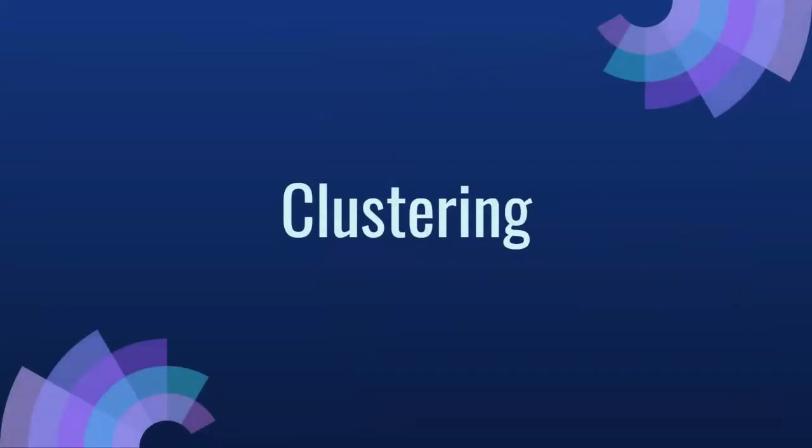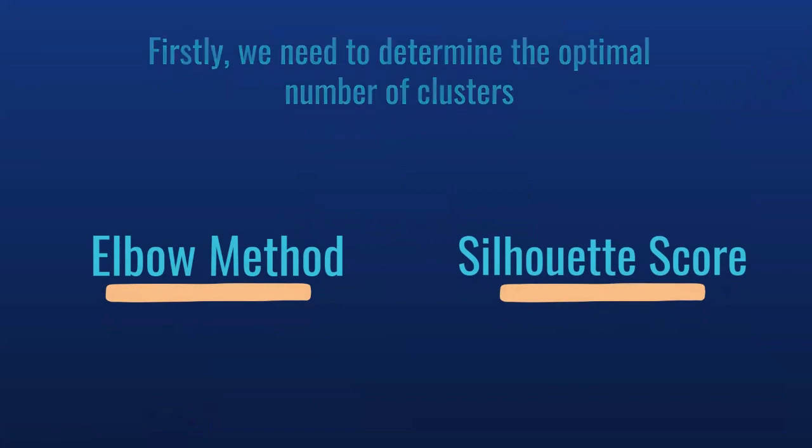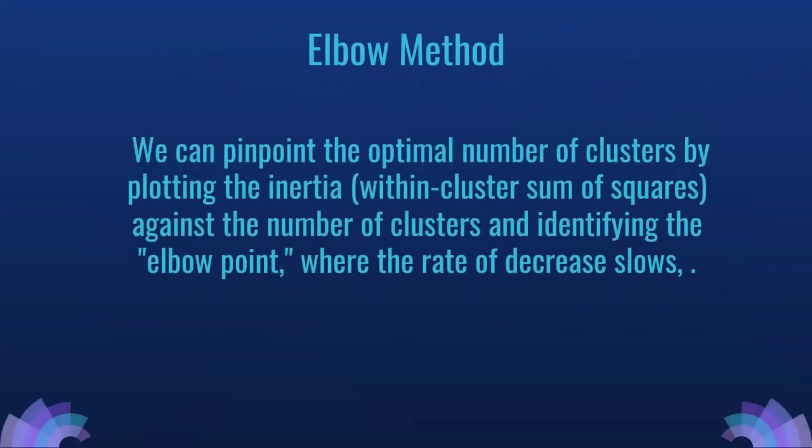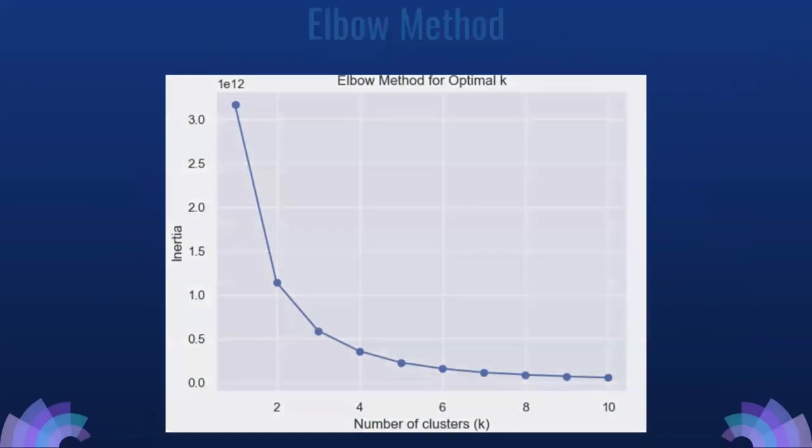So now, we'll use clustering to affirm or disprove our earlier hypothesis made by Benjamin. Firstly, we have to determine what is the optimal number of clusters. We can do this through elbow method and silhouette score. For elbow method, we can pinpoint the optimal number of clusters by plotting the inertia, which is the within cluster sum of squares, against the number of clusters and identifying the elbow point where the rate of decrease slows. As you can see from the graph plotted here, the rate of decrease slows down at 2.